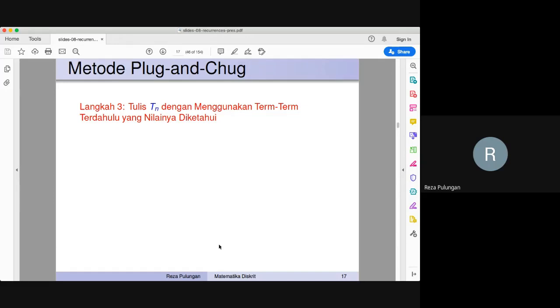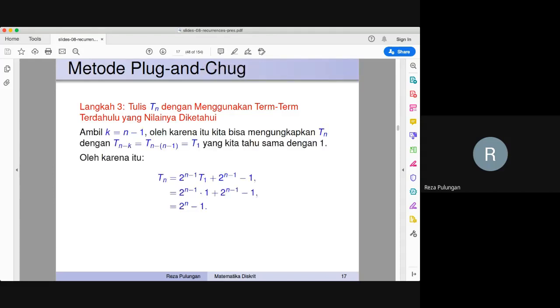Well, once you have the formula of the pattern, the only thing that you have to do right now is to use the boundary condition to find the closed form solution. Write down Tn by using previous terms that you know exactly. What do we know? Well, what we know exactly is actually the boundary condition.